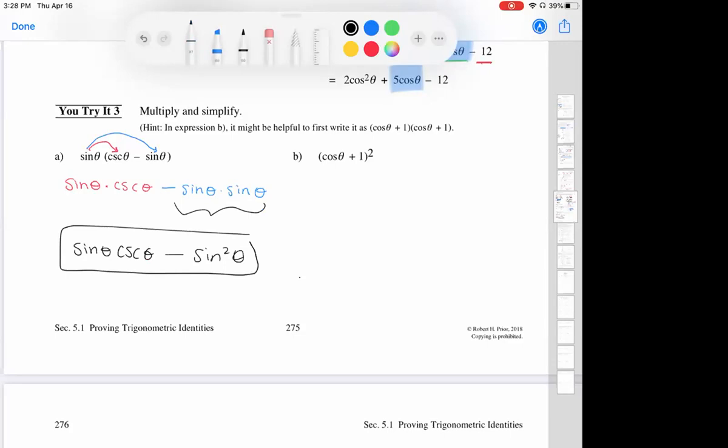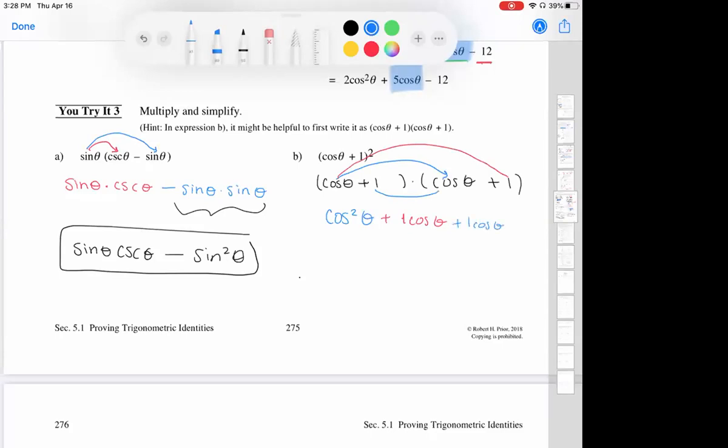Now for B, it's giving us a hint to write it as two binomials and multiply. So I have cosine theta plus 1 times cosine theta plus 1. All right, let's go ahead and multiply. Cosine times cosine gives us cosine squared theta. Cosine times 1 gives us 1 cosine theta. One times cosine, another 1 cosine theta. And lastly, 1 times 1 gives us a plus 1.